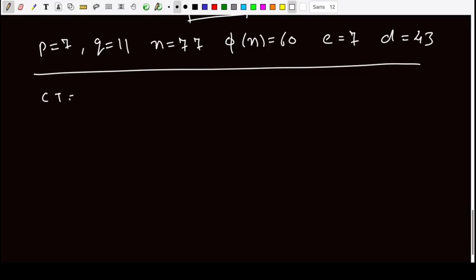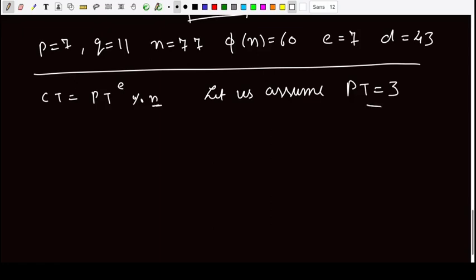So remember, ciphertext is equal to plain text to the power E modulo n. Here the modulo operation is with n. So let us assume plain text is 3. I'm just using it for the sake of simplification. Otherwise, if you take a very large value of plain text, then the exponentiation will be very high, and it would be very difficult for us to come to the ciphertext and then decrypt it. So anyway, let us assume that the plain text is 3.